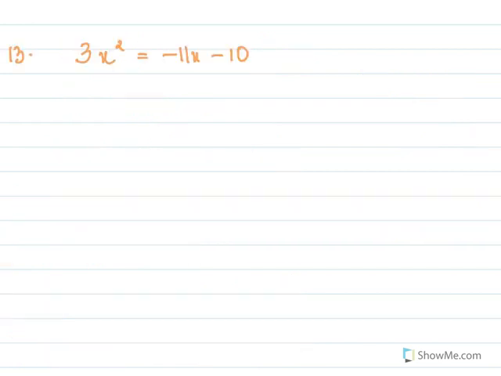Now for this one, here we need to arrange it first. So 3x square, you take both these terms on the other side. So plus 11x plus 10 equal to 0. Now the middle term is 11x, so the sum will be plus 11. And the product will be 3 into 10, and 3 into 10 is 30. So product equal to 30.